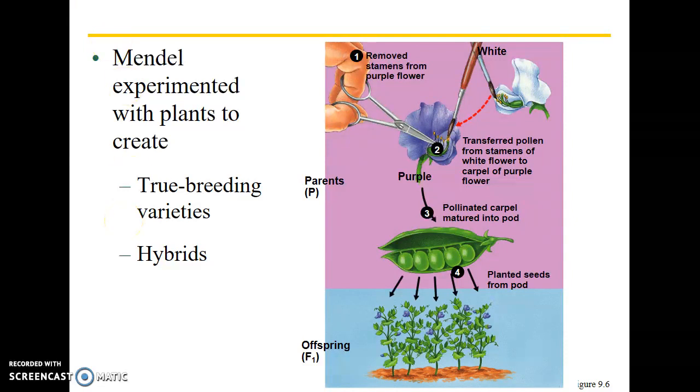So Mendel experimented with plants to create both true breeding varieties and hybrids. Now, a true breeding variety is a variety that will breed true. This will be something that will predictably produce the characteristics that it has. For example, the purple-flowered pea plants are always going to produce purple-flowered pea plants. That would be a true breeding variety, whereas a hybrid would be the offspring of two different true breeding varieties. So the offspring of white-flowered pea plants and purple-flowered pea plants, for example.